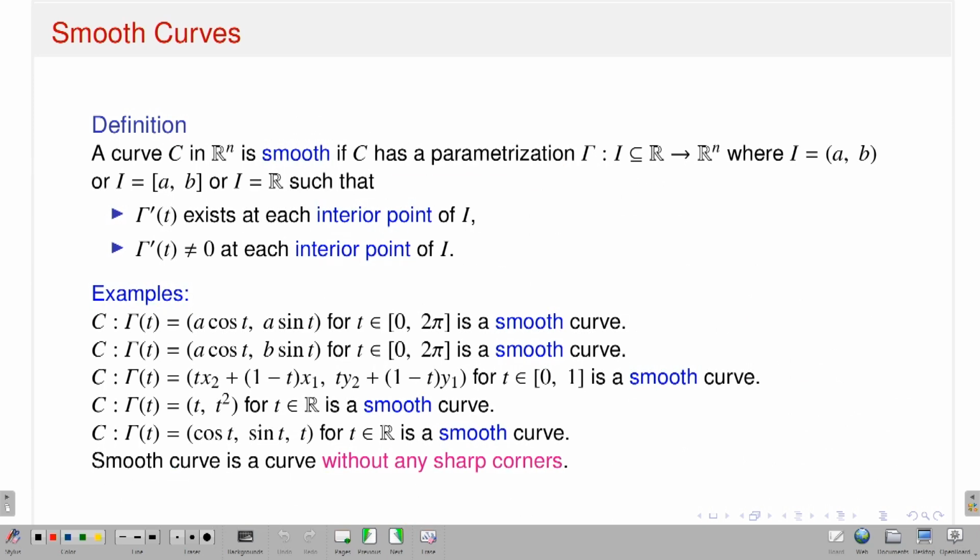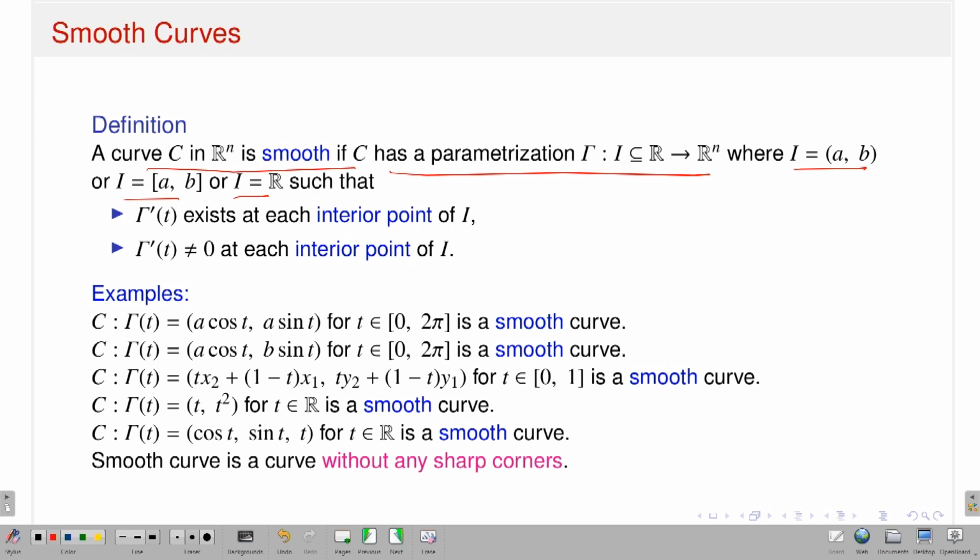There is another concept of curve that is called a smooth curve. A smooth curve means what? A curve C, I say that it is smooth if C has a parameterization capital gamma, where I is the open interval AB, or the closed interval, or the whole R. Suppose this is the parameterization of the curve capital C.